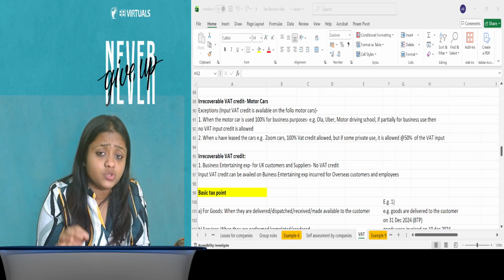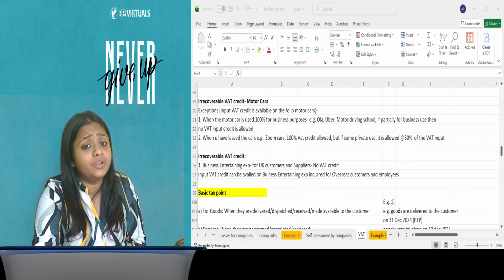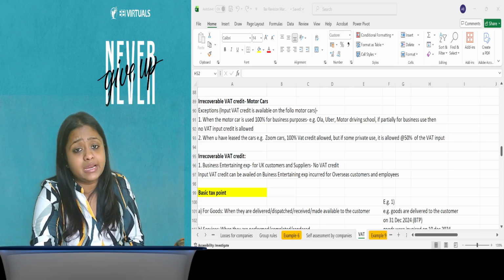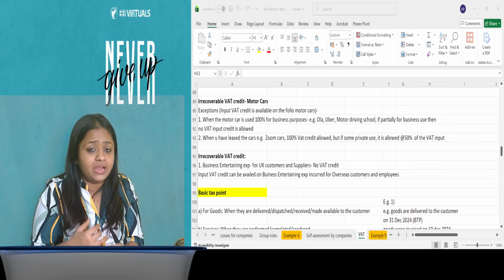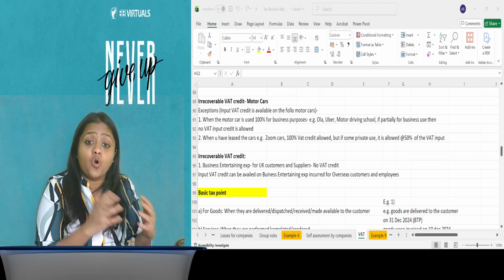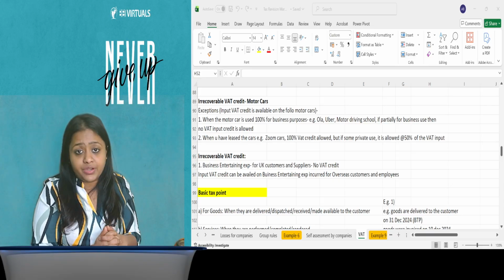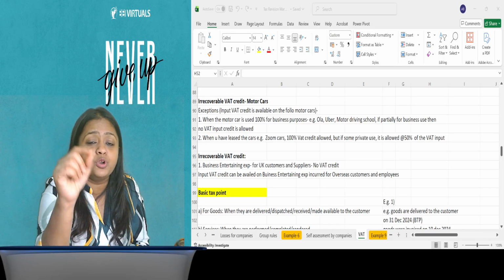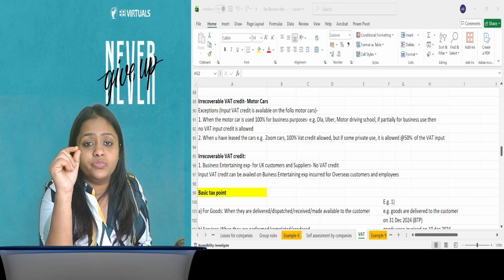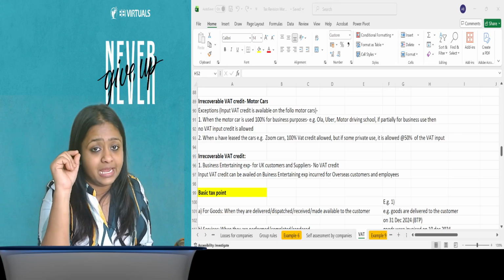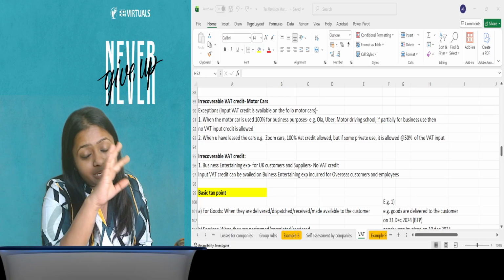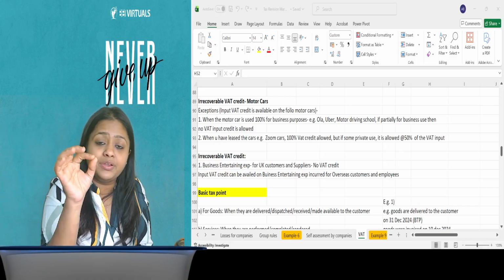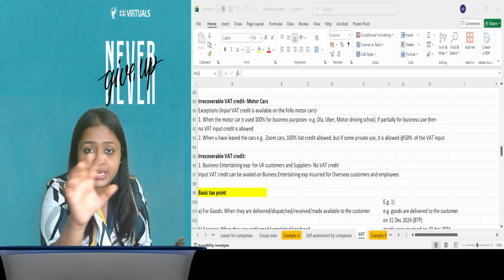Irrecoverable VAT credit is also there when there is business entertaining done for the UK clients. So for the UK clients, if there is any gift, any entertainment done, it is disallowed. But for overseas clients, when we do any kind of entertaining, it is allowed. That means input VAT credit can be availed on the entertainment done for the overseas clients. For employees, when you give gifts, when you do the entertaining, it is all allowed. Only for the entertainment of customers in the UK, it is not allowed.